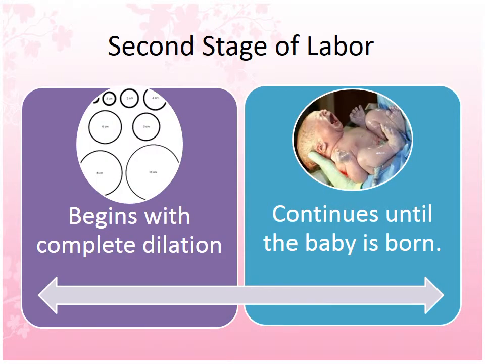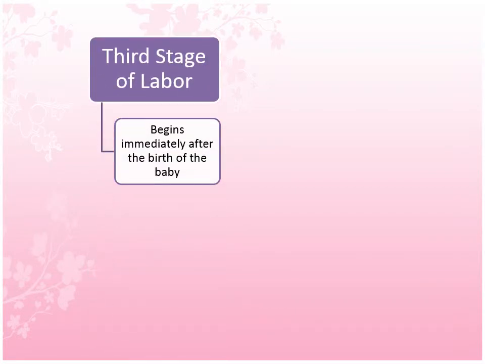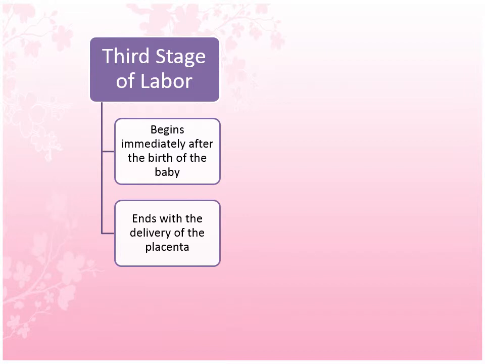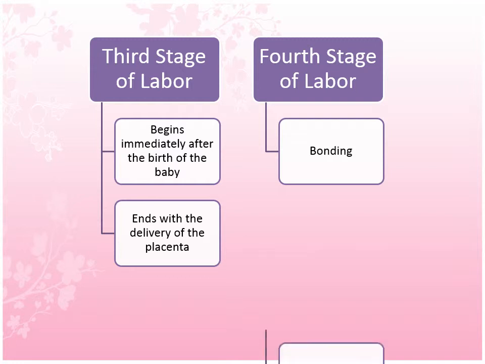The second stage of labor begins with complete dilation of the cervix and continues until the baby is born. The third stage of labor begins immediately after the birth of the infant and ends with the delivery of the placenta. The fourth stage of labor begins after the delivery of the placenta and is a time of bonding between mother and the baby and the family with the baby.